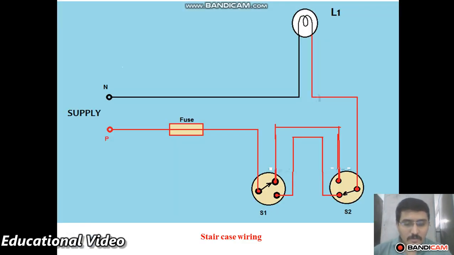So this wiring is used for the staircase purpose. In this wiring you are going to observe that we use two-way switches. So S1 and S2 are the two-way switches. The wiring connections are made as shown. The fuse is connected in the phase, and the upper terminal is connected to the upper terminal of switch S2, the lower is connected to the lower of S2, and the center terminal of S2 is connected to the lamp L1, and the second terminal of the lamp L is treated as the neutral. Okay, so this is the actual diagram of staircase wiring.